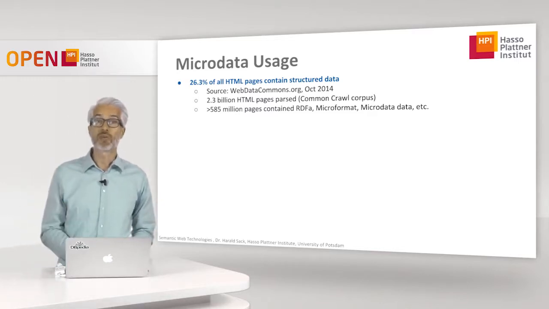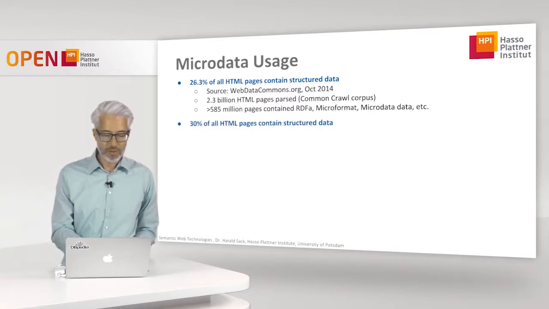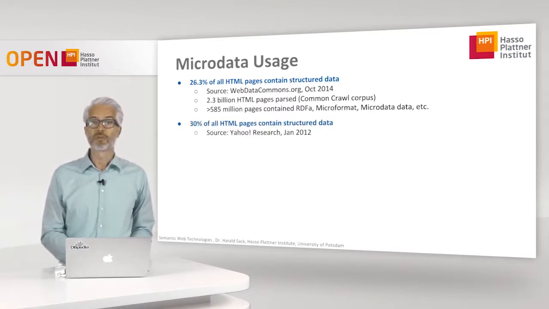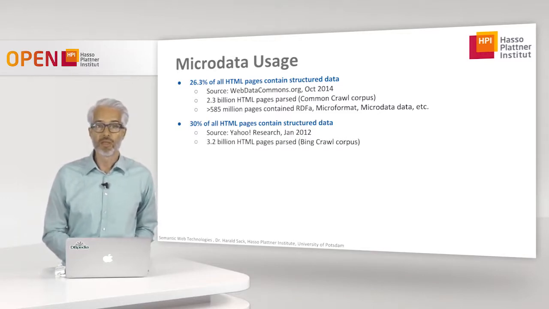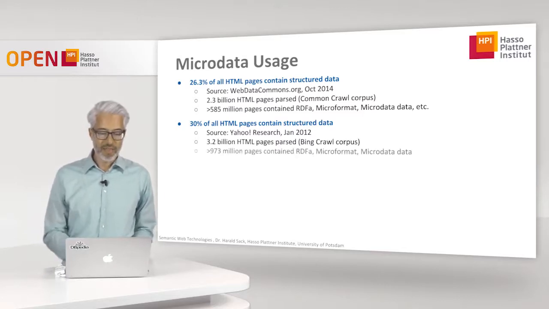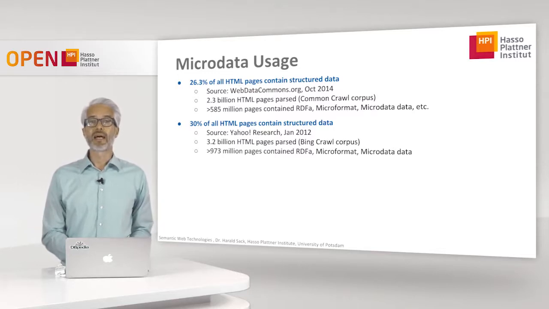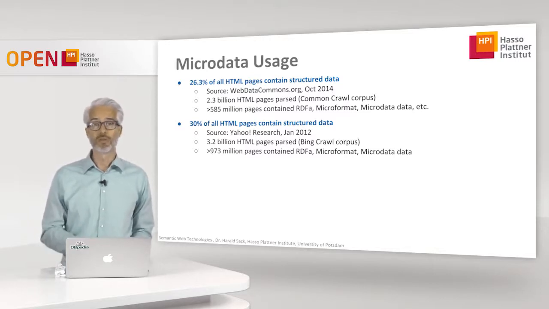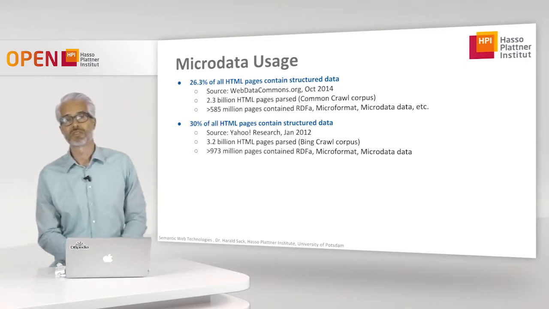And these numbers are growing. I have another number for you. In 2012, Yahoo, also one of the major search engine companies, made a crawl. This crawl consisted of 3.2 billion HTML pages which have been parsed, and they are available in the so-called Bing crawl corpus. There they discovered more than 900 million pages which contained RDFa, microformat, and microdata annotation. So this is quite a lot if you look at the overall number of pages on the web.